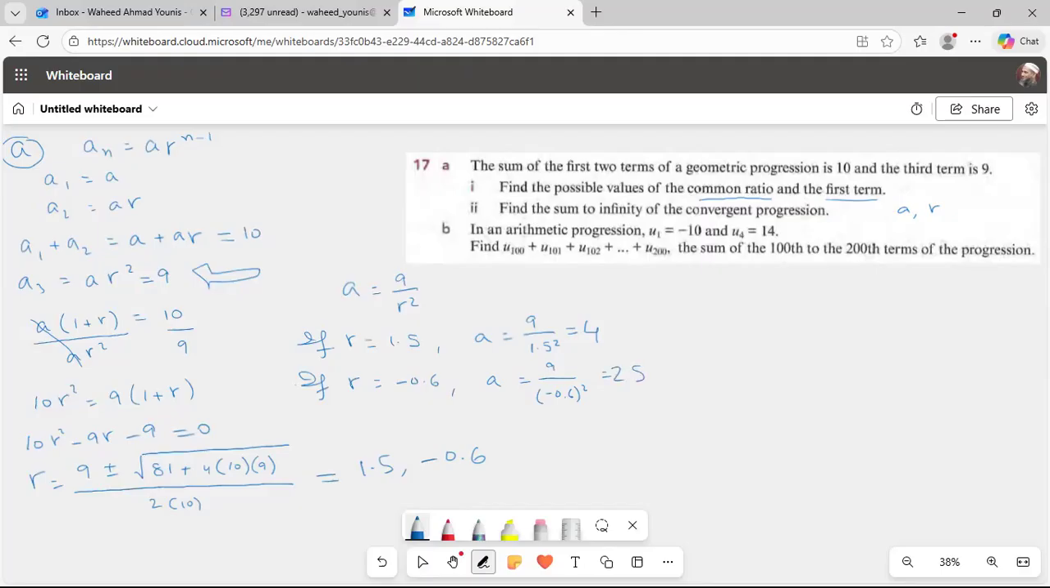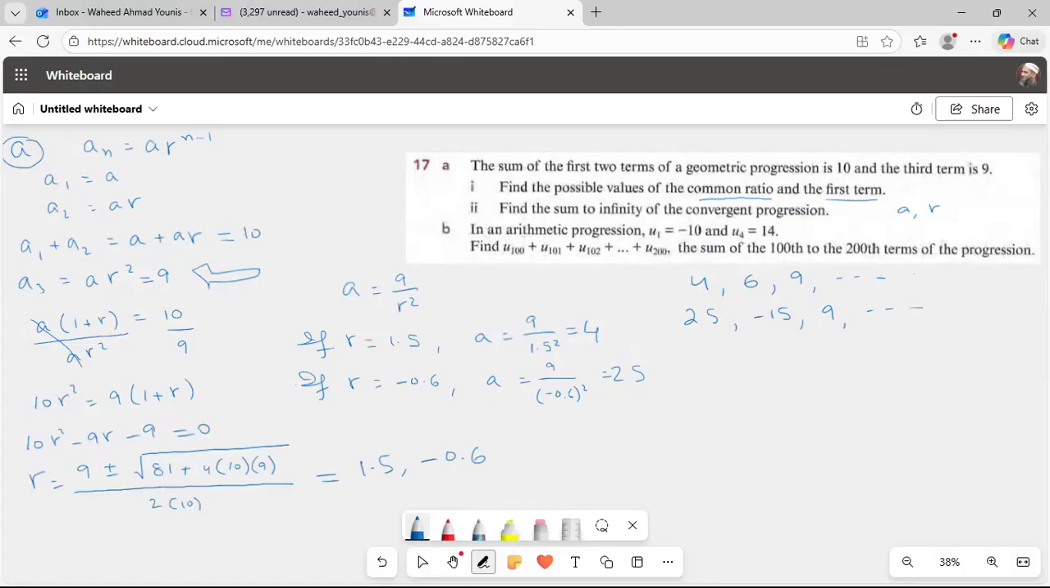Okay, so basically we are talking about two series or two progressions. So the first term is 4. Then the next term would be 6, because the common ratio is 1.5 that we multiply with this term, right? So the next term will be 6 and the next term will be 9 and so on. Or the other possibility is that the first term is 25 and you multiply with minus 0.6. So the next term will be minus 15, and again you multiply with minus 0.6, and the next one will be 9, and so on.